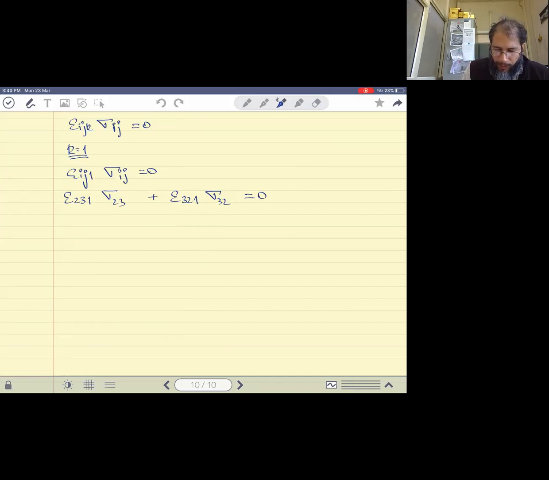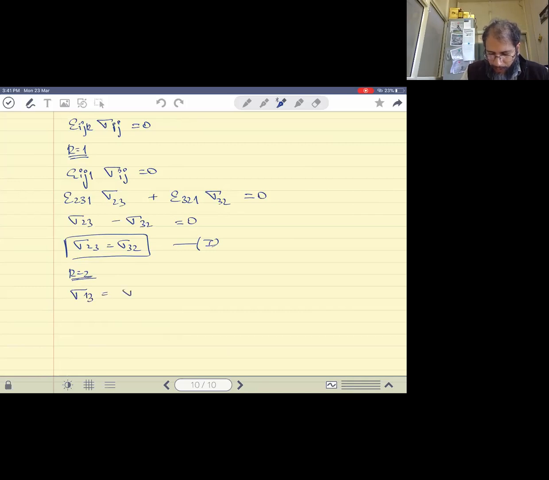And we already know that epsilon 2, 3, 1 is 1. So this becomes sigma 23. And epsilon 3, 2, 1 is minus 1. So this becomes minus sigma 32, and this is 0. So that tells us that sigma 23 is equal to sigma 32. We call that 1. And now if you put k equal to 2, what you get is sigma 13 is equal to sigma 31.